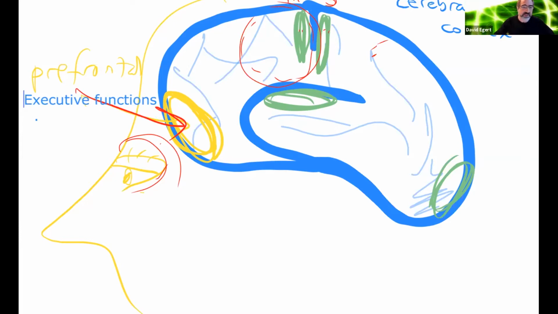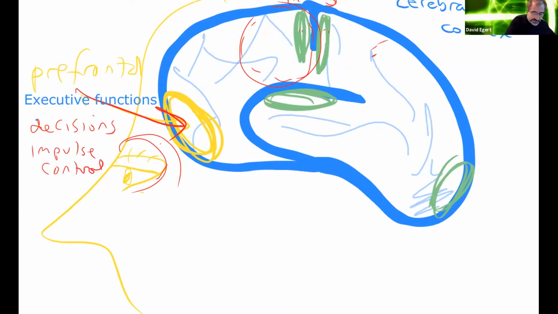So when we talk about executive functions, you think about the executive of a company as the one who decides the big picture of how do we allocate our resources? What direction are we taking this company? What's the future? So this is where you're making decisions. This is impulse control. That's part of decisions too.